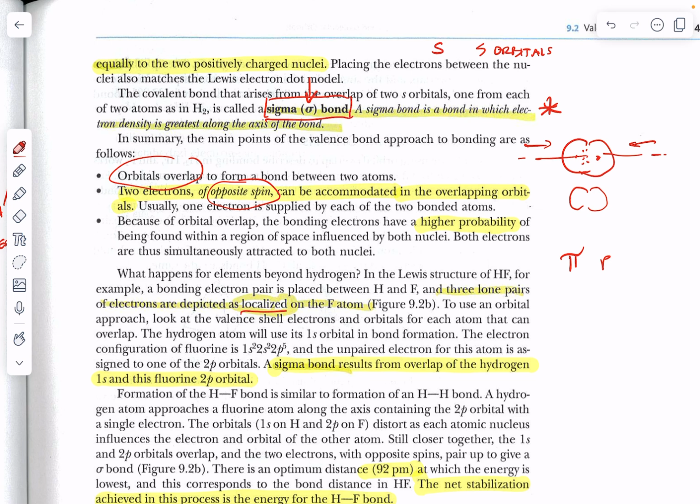Remember, the electrons are negatively charged. They should repel each other, and they do. However, if they have opposite spins, they create opposing magnetic fields, which is attractive, and that compensates for the repulsive force of the like charges. Because of orbital overlap, the bonding electrons have a higher probability. In other words, we're not saying this is a 100% prediction, but it has the highest probability of being found within the region of space.